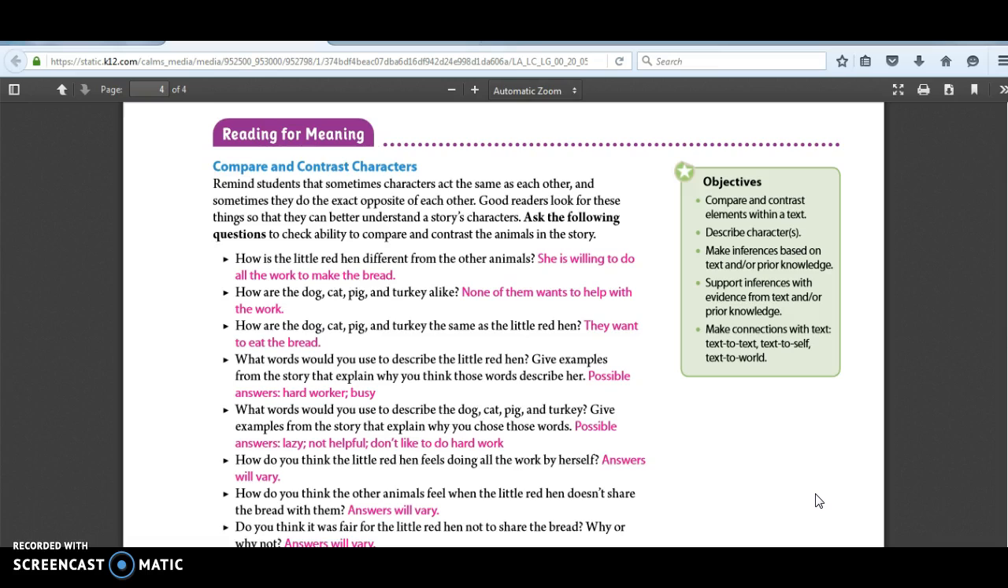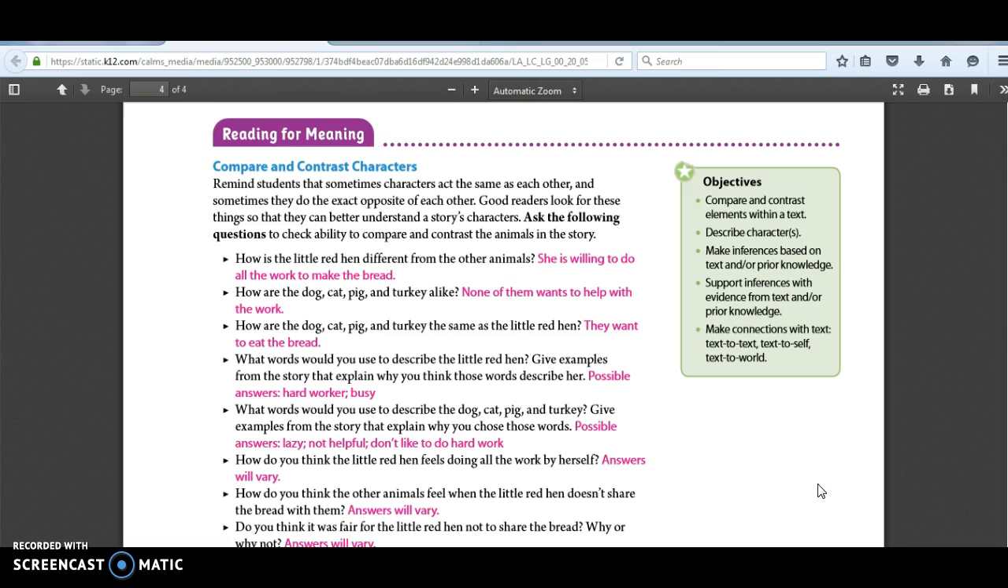How is the little red hen different from the other animals? Tell your learning coach, how do you think little red hen is different from the other animals? If you told your learning coach she is willing to do all the work to make the bread, that makes her different than everybody else, because if you think about the rest of the animals, they didn't want to do any of the work. She is the only one that wanted to do the work.